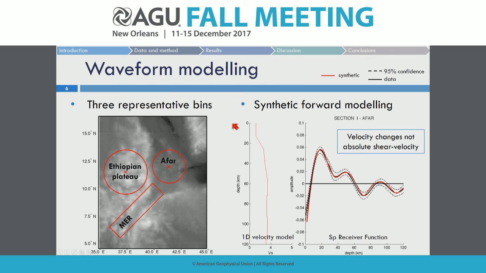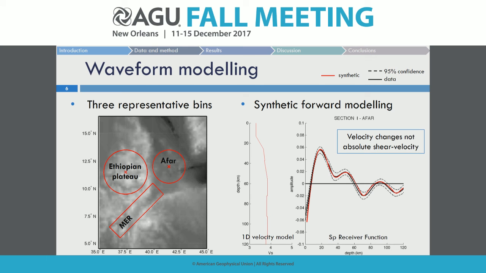I've also used waveform modeling to get an idea of the velocity changes through the lithosphere. What I did is use a stack of the waveforms in 3 representative bins from the Ethiopian plateau, the Afar, and the main Ethiopian rift. I do a synthetic forward modeling, which means I create a 1D velocity model, and then I calculate the receiver function associated with this model. That's the red line, and then I compare it to the data.